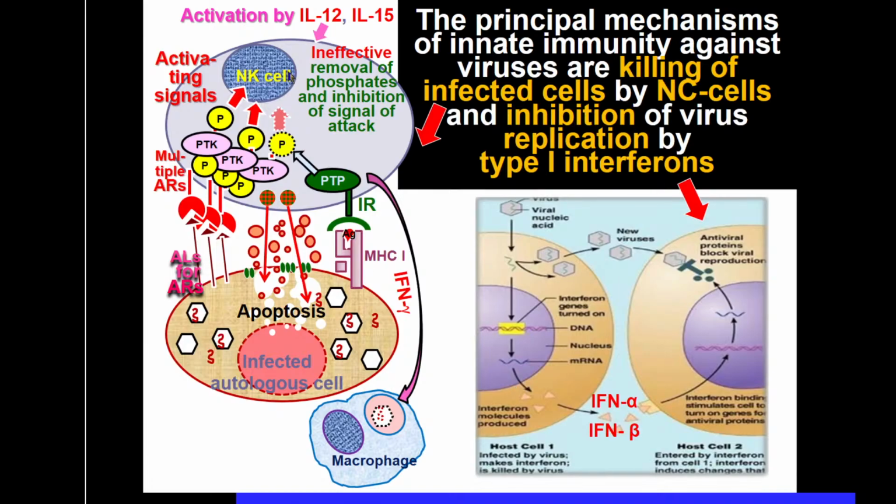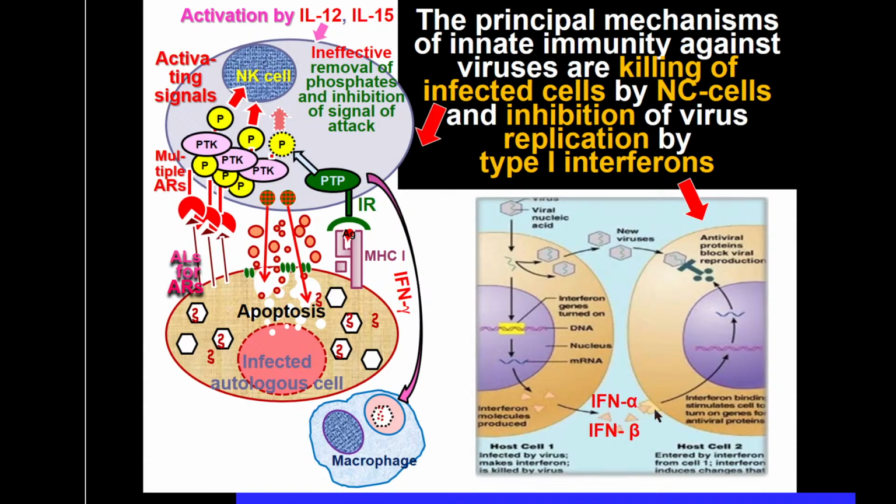Now, how does that natural killer cell, you know, kill the virus-infected cell? A natural killer cell kills a cell infected by viruses if the number of the activating ligands is more than the number of the ligands for inhibitory receptors. Interferon alpha and beta are synthesized by the virus-infected cell. They are secreted by a virus-infected cell.